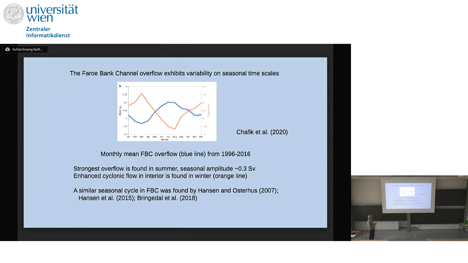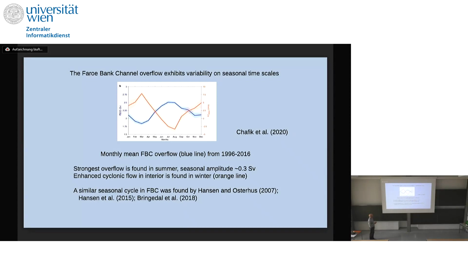This is a time series. The blue line here is the strength of the Faroe Bank channel overflow. That was the overflow between Iceland and the Faroe Islands. This is an average seasonal cycle. The large values here mean strong southward flow in this sign convention. So in the summer, June, July, August, the overflow is the strongest, and in the winter, it's the weakest. The magnitude of this is about 0.3 Sverdrup, so 0.6 peak to trough. The mean here is 2.5 Sverdrups. So it's a significant fraction of the mean overflow.